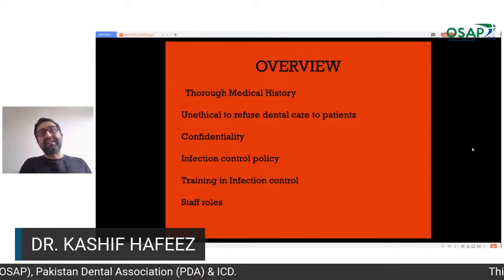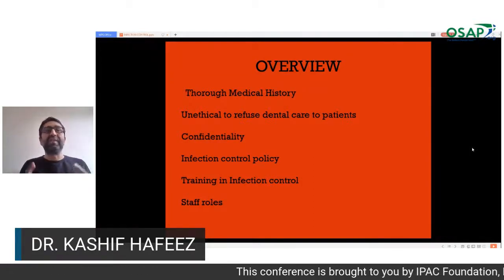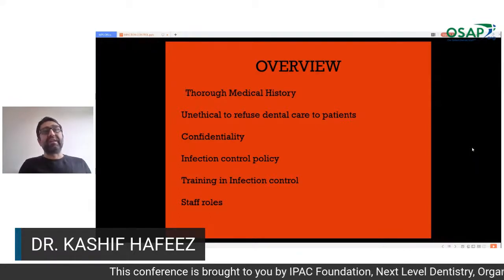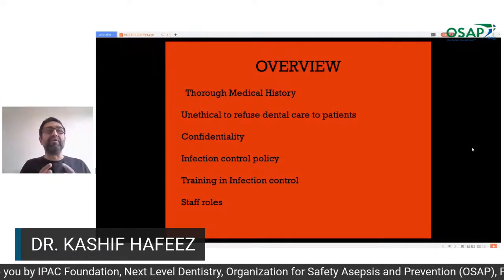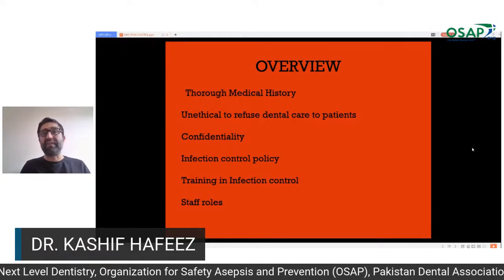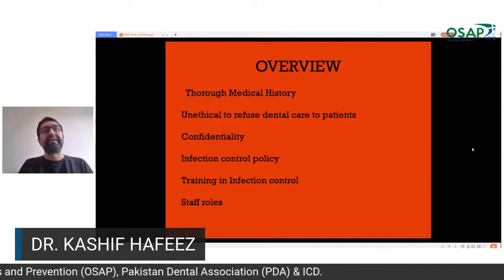Again, as yesterday, I was pretty much on basics. Today, I'm going to be pretty much on basics, because I think that, yes, I can show you chin block grafts, I can show you ridge splits, but if we do not have the basics right, then there is no use of building tall buildings on that.